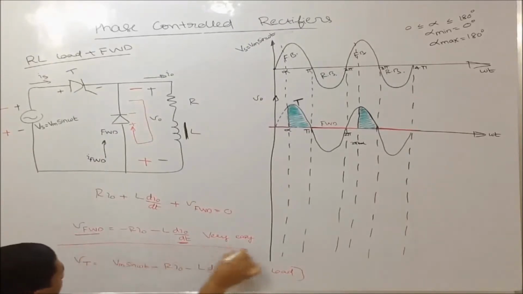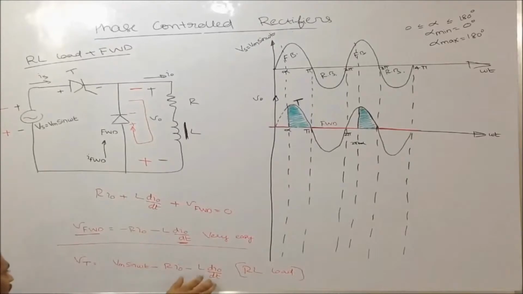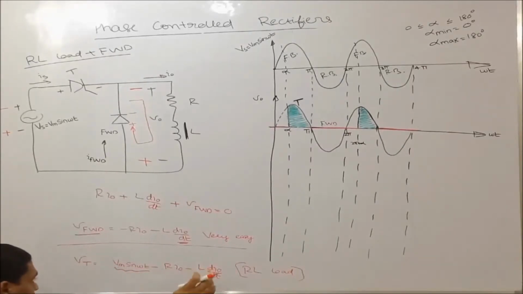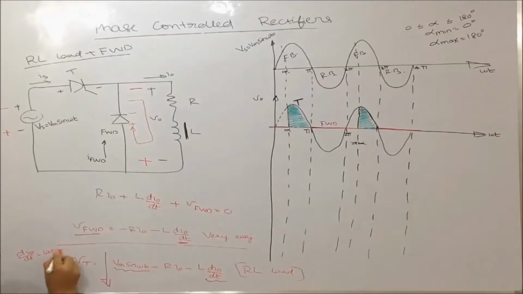This is for RL with freewheeling diode. Earlier, this di naught by dt has to compensate Vm into sin omega t. This could be as negative as possible. To compensate this one, this has to produce a very large negative voltage. If it has to produce a very large negative voltage, means what? di naught by dt is large negative. Means what? I naught falls rapidly.